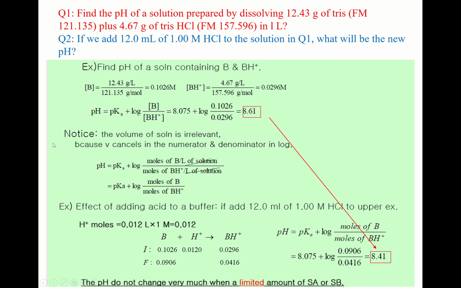All right, here is a note. The volume of solution is irrelevant, because volume cancels in the numerator and denominator in the logarithm right here, because those forms are in the same solution.